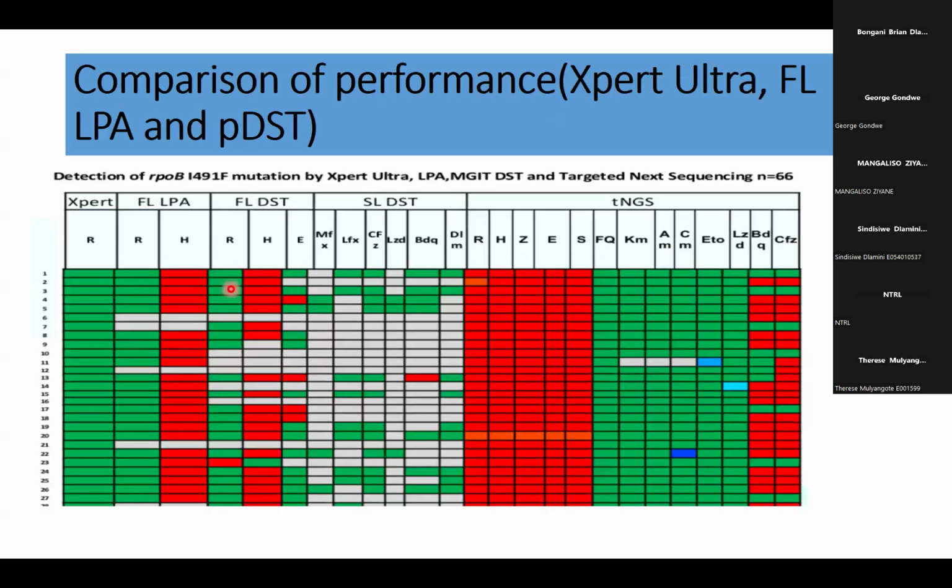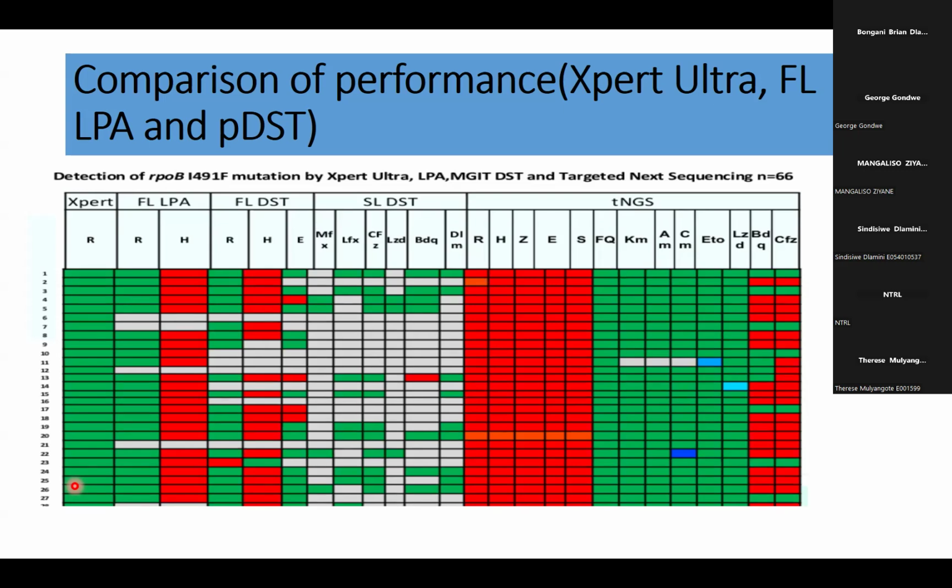So let's look at this particular graph. With this graph, we are trying to show the importance of sequencing. So the first column here is Xpert Ultra. Then the second one, the FL means first line, LPA or line probe assay, FL DST is phenotypic DST. So this R is for rifampicin, then the H is for isoniazid, right? So the green, remember we said if it's green, it means it's susceptible. So for these particular patients, we did sequencing. Then we compared the results between Xpert Ultra, line probe assay first line, and also first line DST.